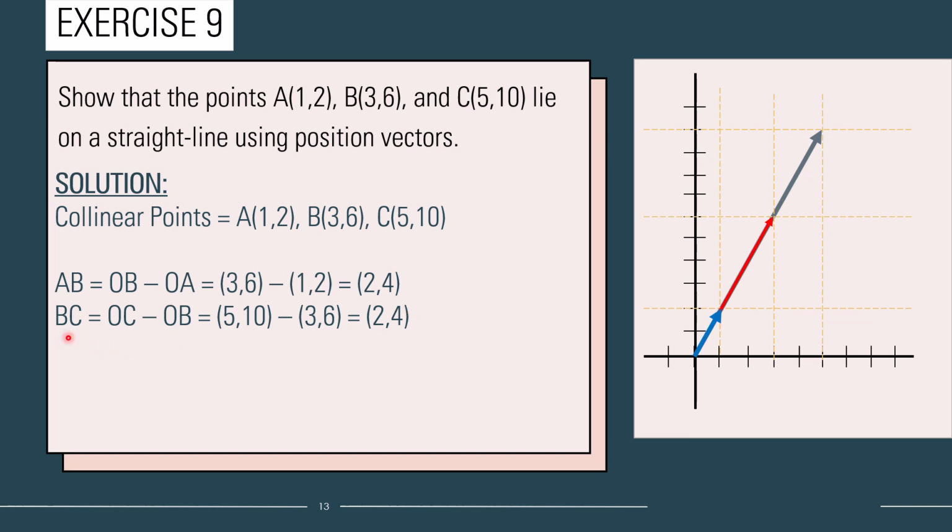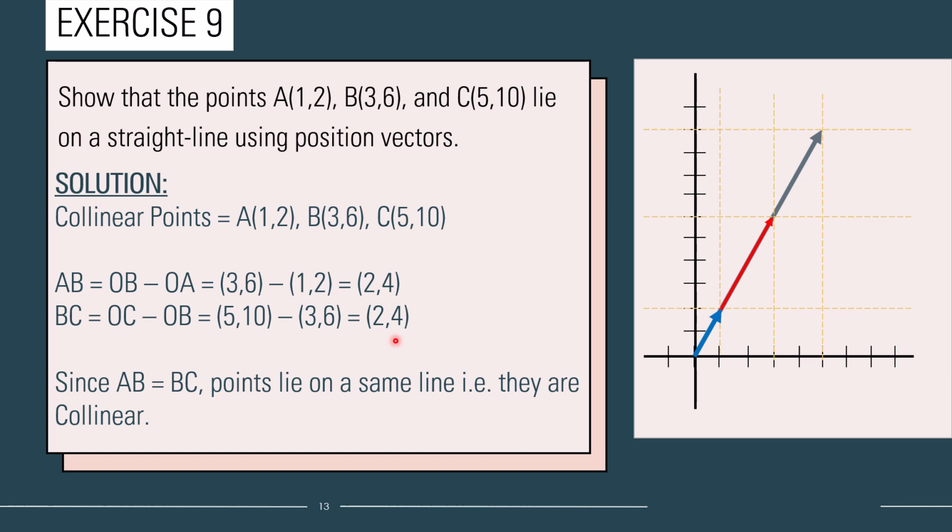Now if you take BC, which will be the resultant from OC minus OB, it will be C (5, 10) minus B (3, 6). So you are also getting (2, 4). Therefore, since AB is equal to BC, the resultant of AB is equal to the resultant of BC. This means that they are on the same line, that is, they are collinear. Okay, this is the test. So basically what you need to remember is that you use the head to tail rule here as well for proving whether points are on a straight line.